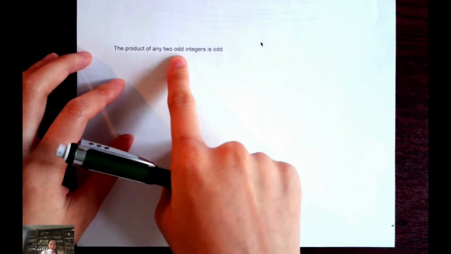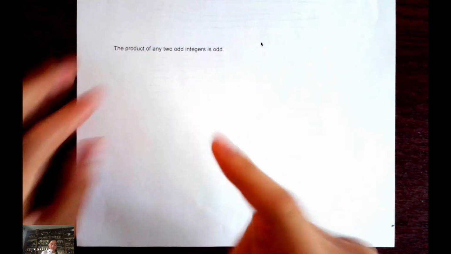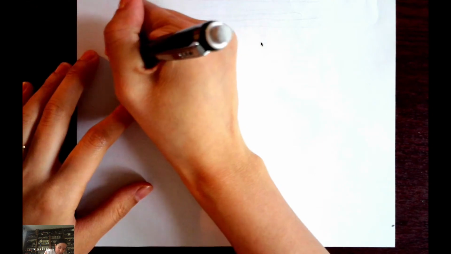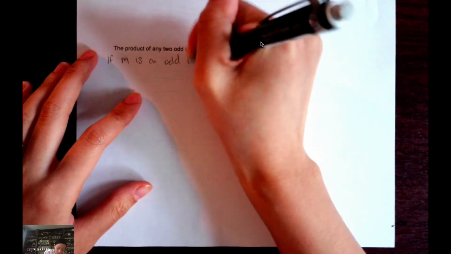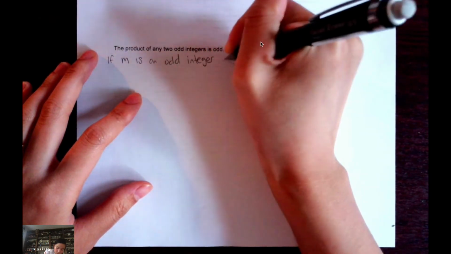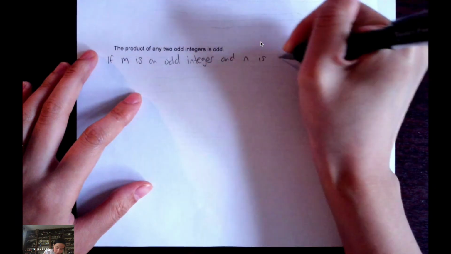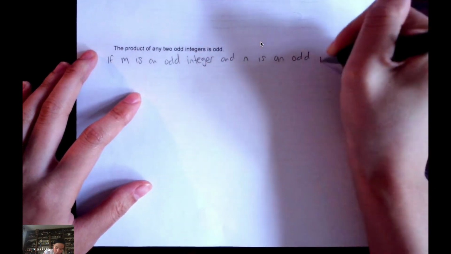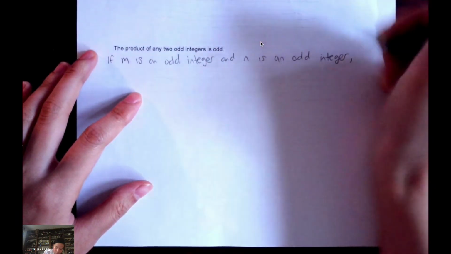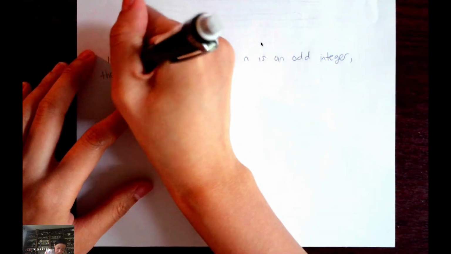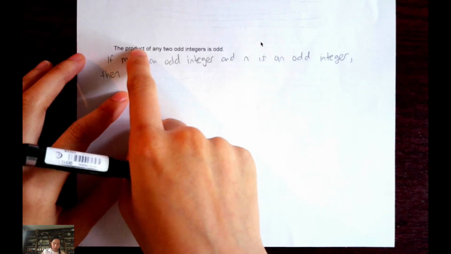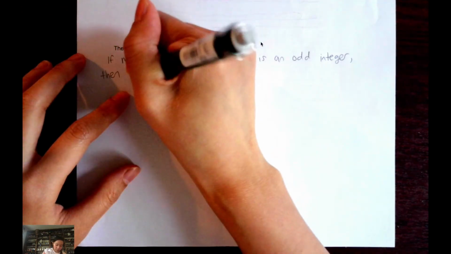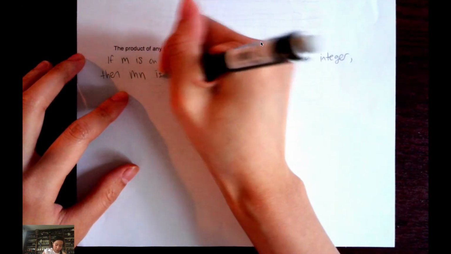Here there are two odd integers, so you're going to introduce two variables. If m is an odd integer and n is an odd integer, then the product of m and n is odd.